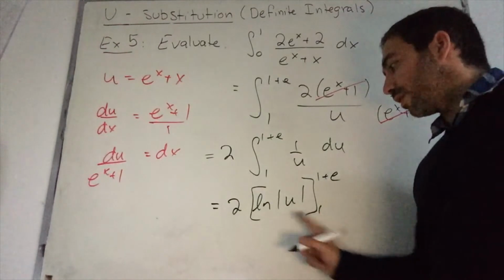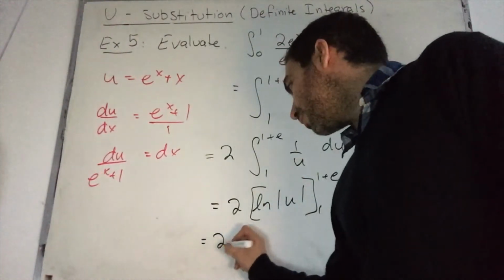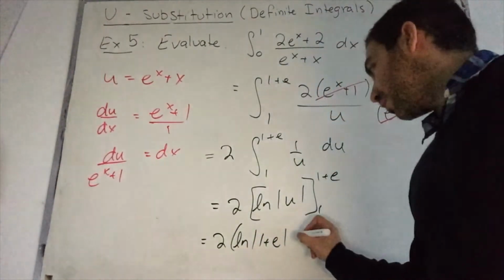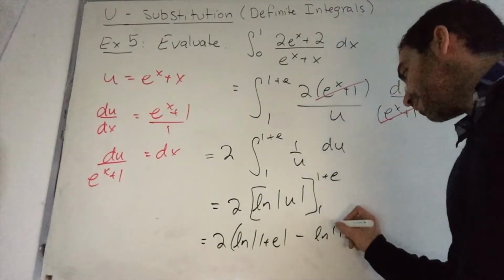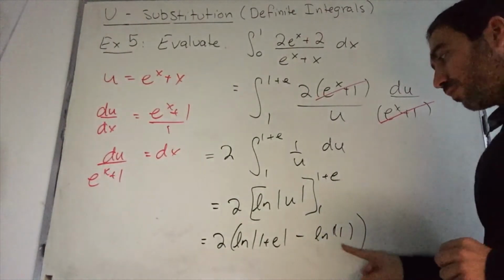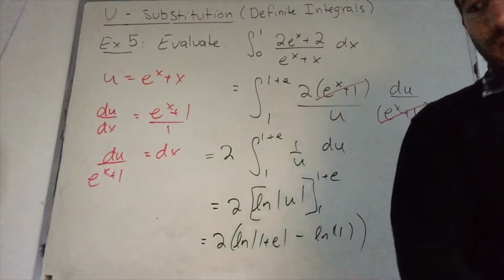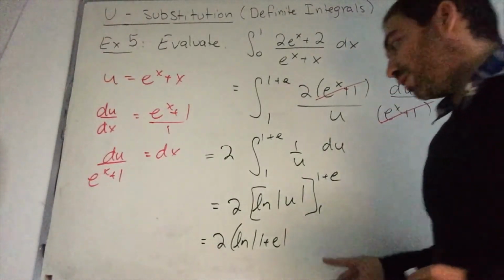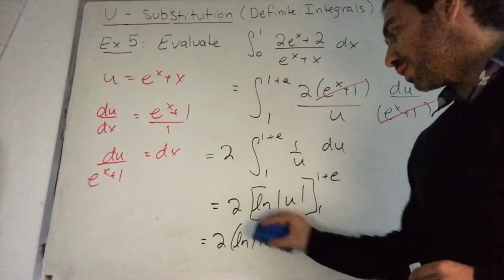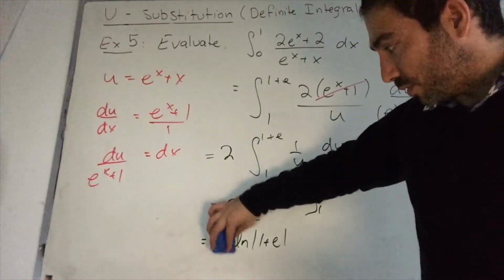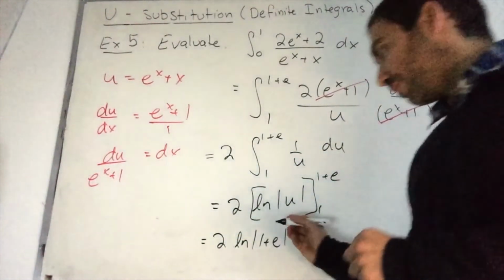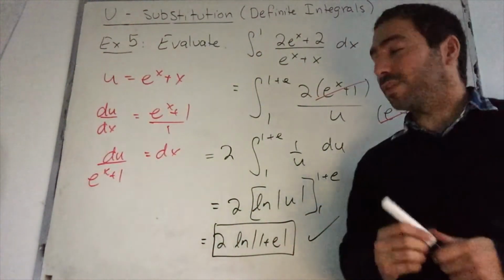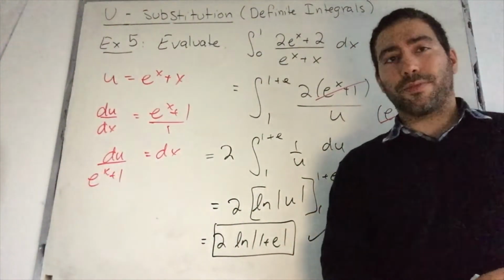So we're going to substitute our 1 and our 1 plus e. This is equal to 2 ln of 1 plus e minus ln of 1. Okay, ln of 1 is just 0, so we're subtracting 0, and we're just left with 2 ln of 1 plus e. Whatever that value is, you would leave it this way. Okay. And we're done. So let's take a look at our final example.